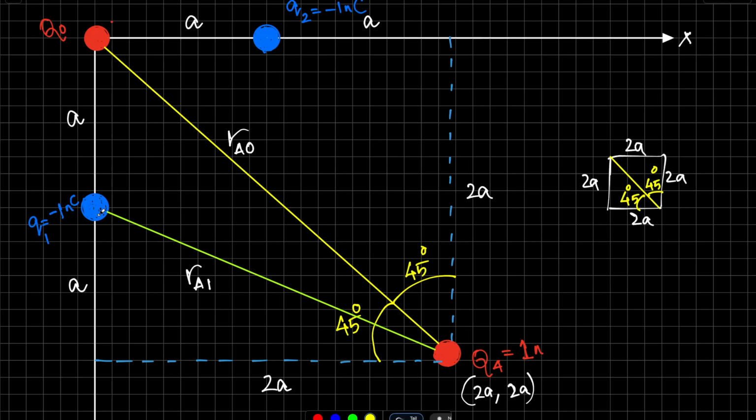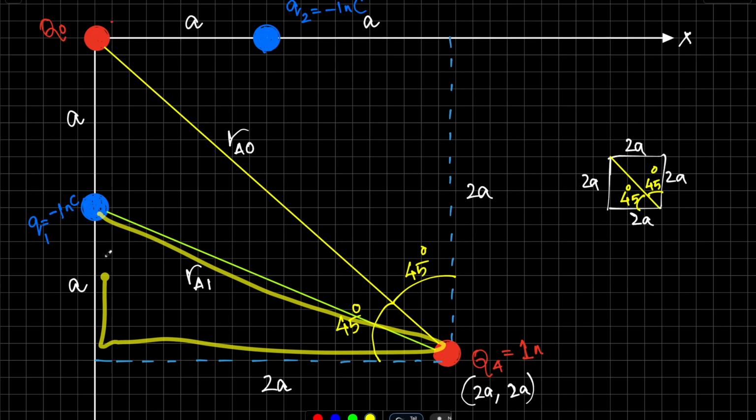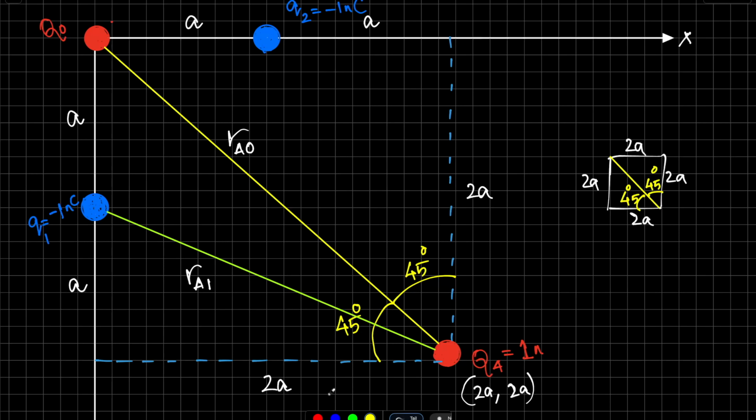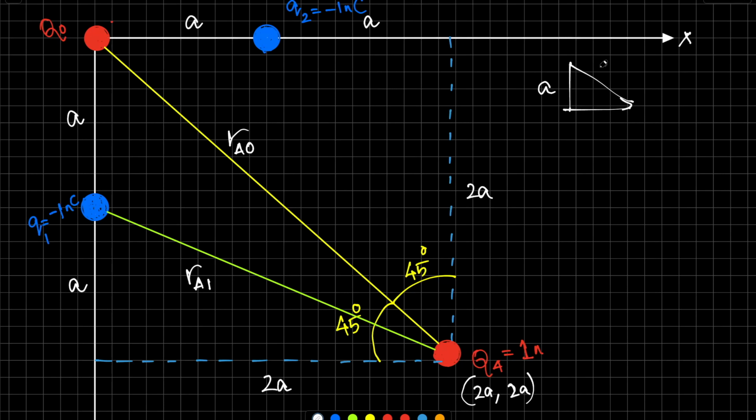So let's consider this triangle here. We'll draw it separately. This side is a. The hypotenuse is not given. This side is 2a. I'm going to find this angle here. I'm going to call it alpha. Okay, so this is my angle alpha, the same angle because we are considering this triangle. So I'm going to find alpha.